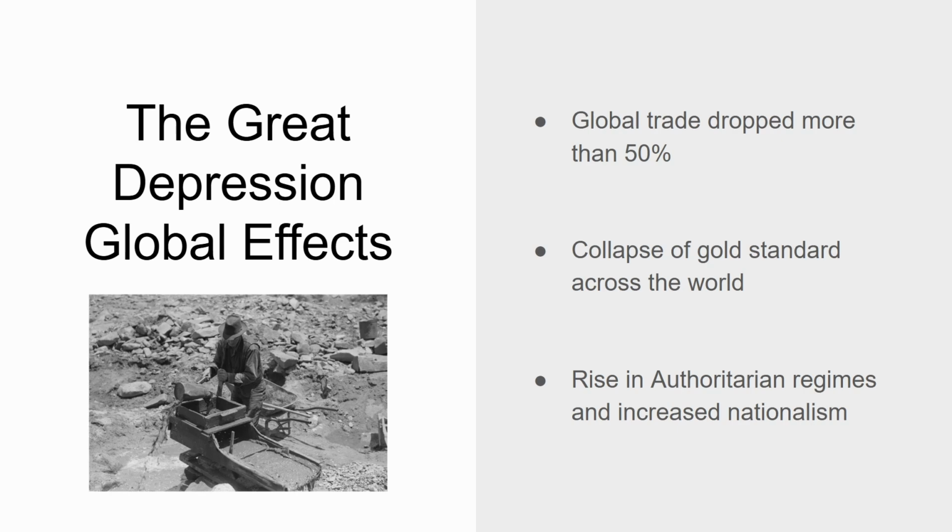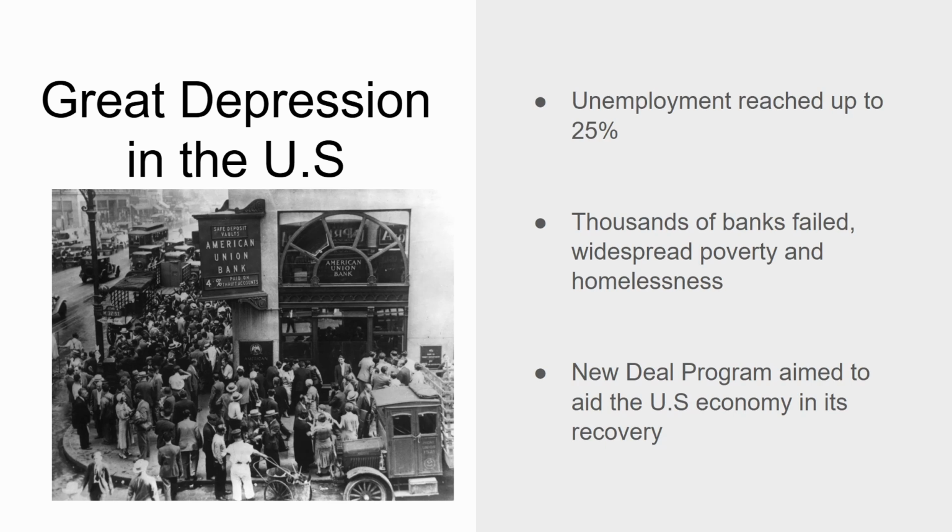Next, the Great Depression in the US. Unemployment reached up to 25%, thousands of banks failed, there was widespread poverty and homelessness, and it led to the New Deal program, which aimed to recover the U.S. economy. The U.S. is important to mention here because before the Great Depression, they used the Marshall Plan, which supported most of the Allied powers as well as Germany to rebuild so that World War I wouldn't happen again.